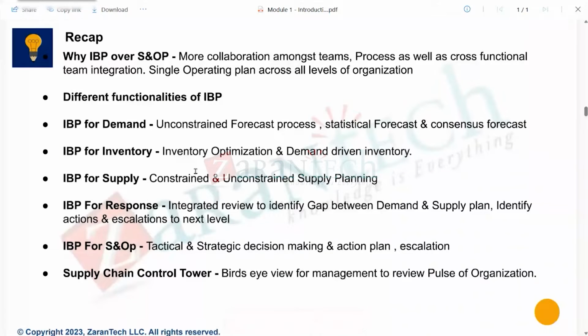Now, slowly as we move forward, we will have a detailed deep dive. Some of the things are repeated because IBP as a whole concept works on these fundamentals like IBP for demand, IBP for inventory, IBP for supply, response, and S&OP. So in all the functions of IBP, you will see a lot of repetition, a lot of repeated features, a lot of repeated processes. That's why you will find sometimes it is a little bit of a monotonous process.